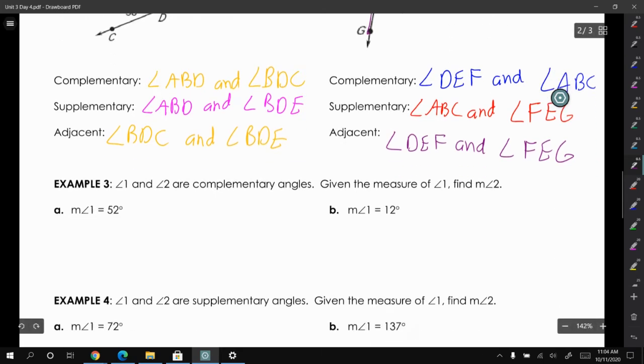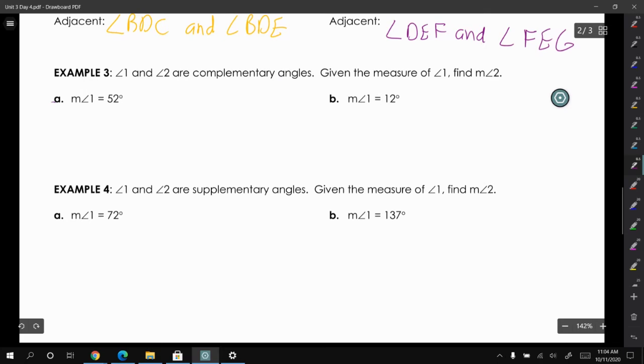Okay, for examples 3 and 4, I'm going to do part A in both of these, and then I'm going to have you try part B and see if you get the correct answer. So if the angles here are complementary, that means they add up to 90. So if we do 90 minus 52, that gives us 38 degrees. So the measure of angle 2 equals 38 degrees.